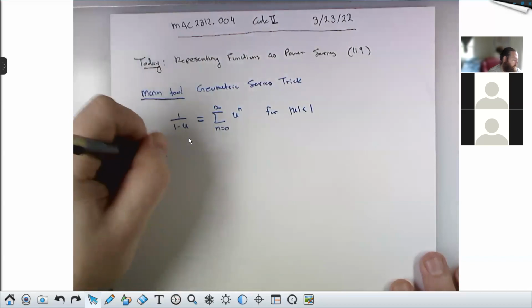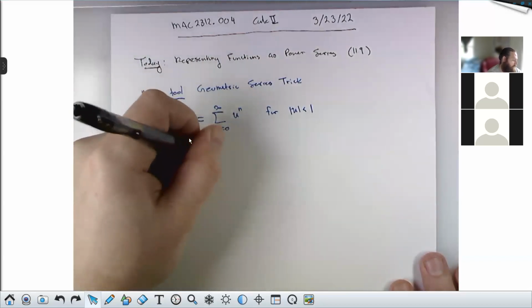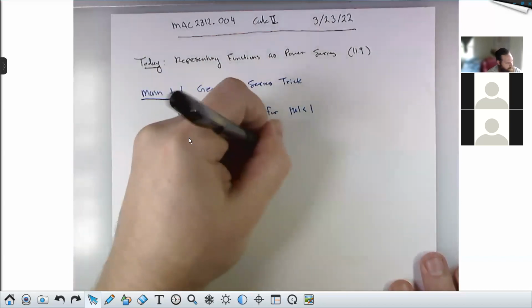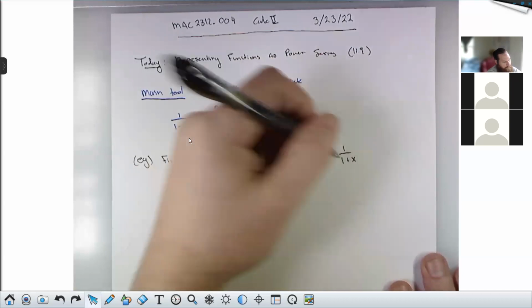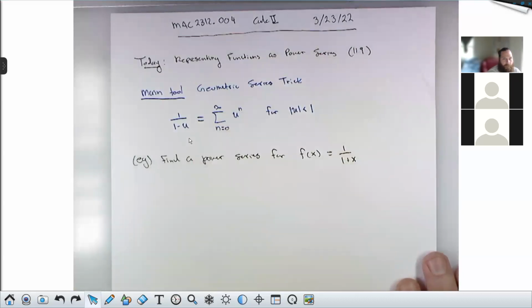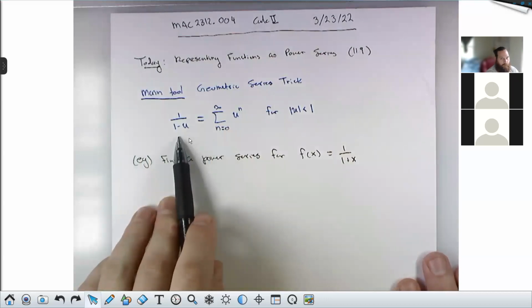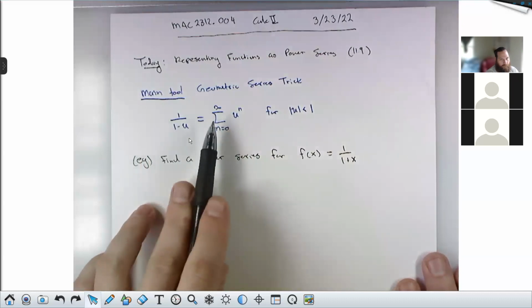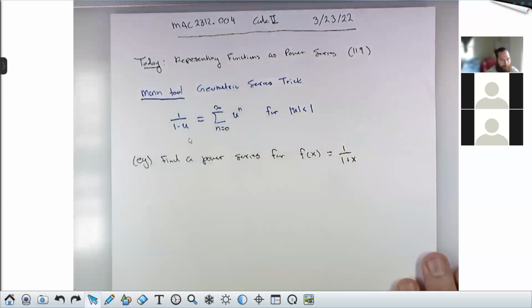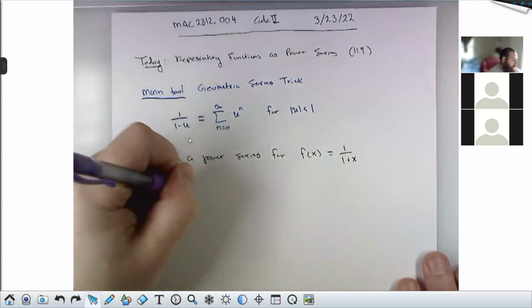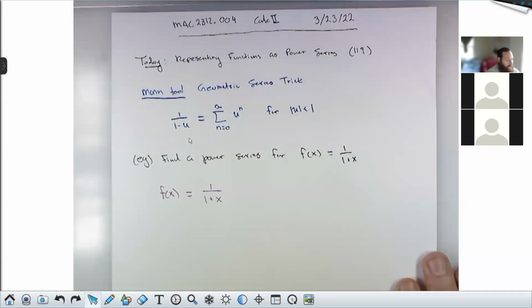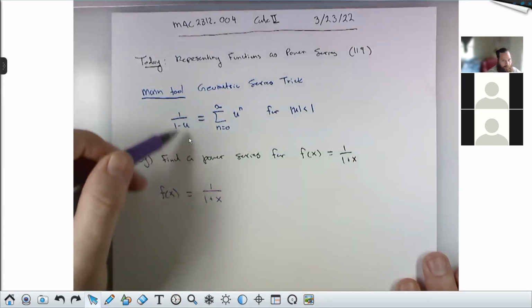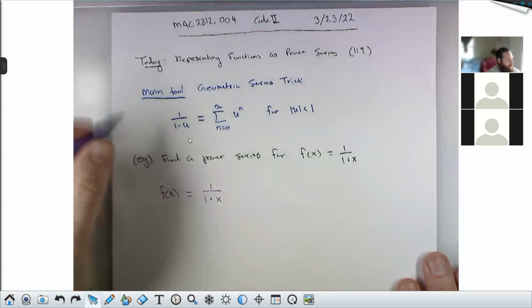So I can tell you to find a power series for the function f of x equals 1 over 1 plus x. We're going to use the geometric series trick. I'm going to use the fact that 1 over 1 minus something is sigma that something to the n, sum from 0 to infinity. So f of x here is 1 over 1 plus x. And that's almost in this form. What I need to do is write this in this form. Then I can apply this result from 11.2.